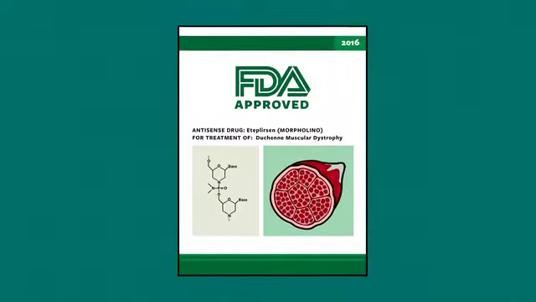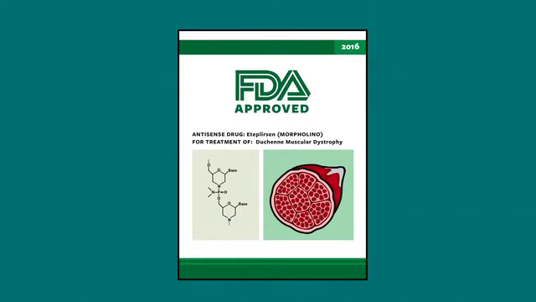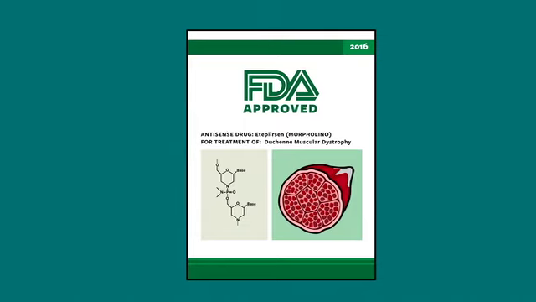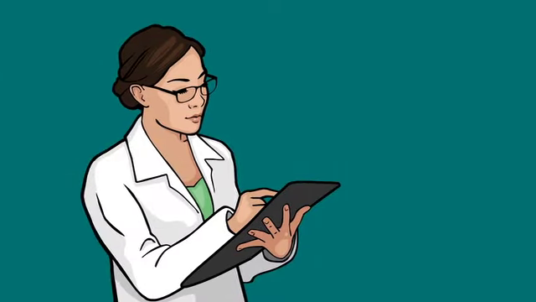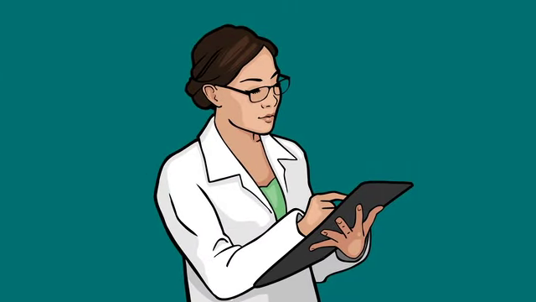A morpholino called exondys 51, also called eteplirsen, which targets exon 51 of the human dystrophin gene, has been approved for use in humans by the U.S. Food and Drug Administration for treatment of some forms of Duchenne muscular dystrophy. As of 2019, more morpholino drugs are in clinical trials.